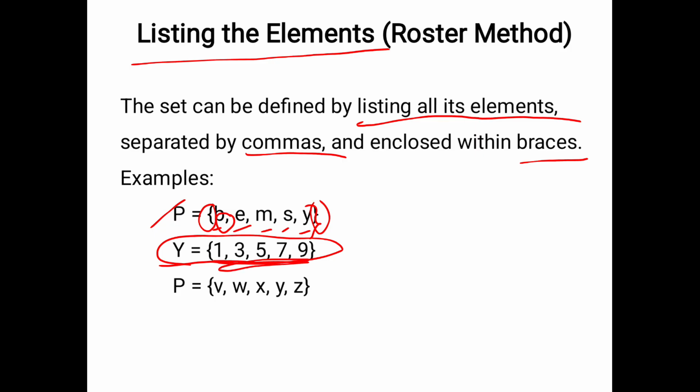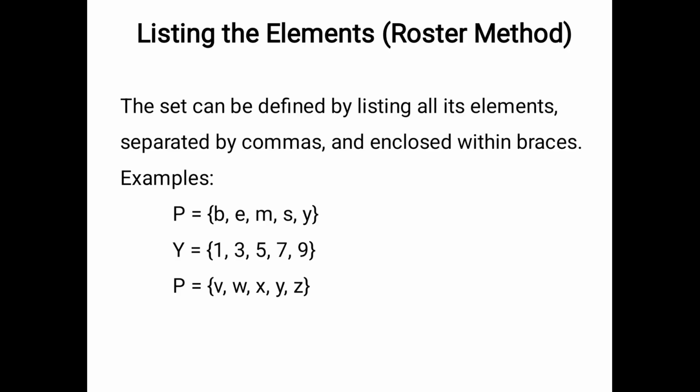So a set can have elements composed of numbers or letters. It can be alphabet or numeric, either capital or small letters. So it depends. So the first way to have the elements is listing the elements. This is usually the most common way of declaring a set. So we have P equals B, E, M, S, and Y.